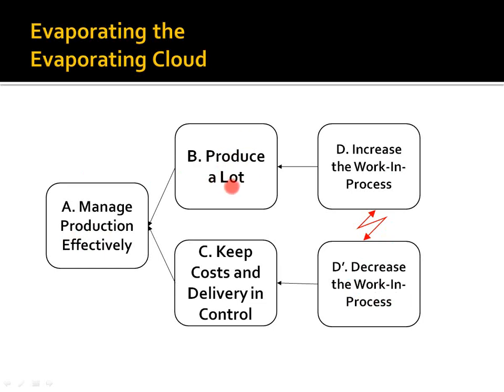So in other words, I need to have big batches of things. In order to produce in large lots, I need to increase the work in process. So this is what they're saying of why they don't want to do what we want them to do. But at the same time, to manage productively, I need to keep costs down and delivery in control. In order to do that, I need to decrease the work in process. So here we are wanting them to do this, and the efficiency measures and keeping-people-busy measures are making them want to be up here.